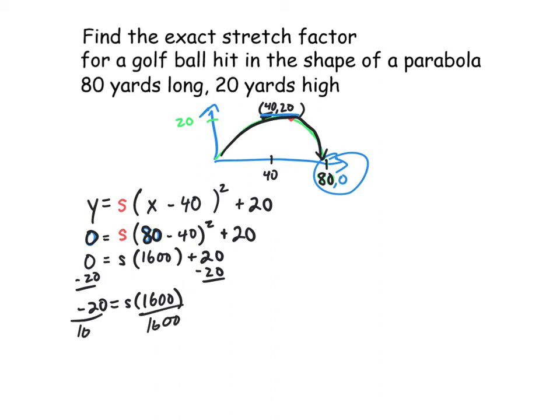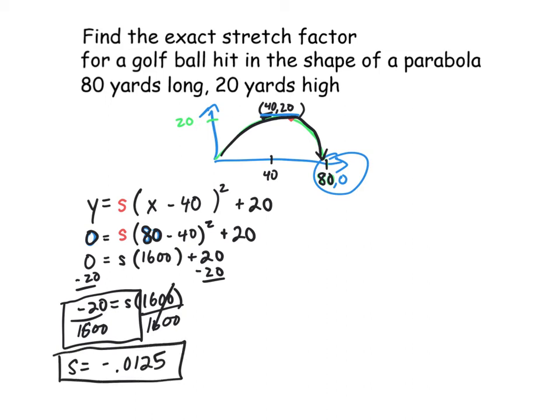What is it? I don't know. I can leave it as a fraction if I would like. My stretch factor is negative 20 over 1,600. I know that that simplifies. I'm going to grab my calculator, negative 20 divided by 1,600. And we get our stretch is equal to negative. We got another decimal, a tiny decimal, but we're doing engineering work here, figuring out those exact stretch factors. Whether you keep it as a fraction or as a decimal doesn't matter to me.